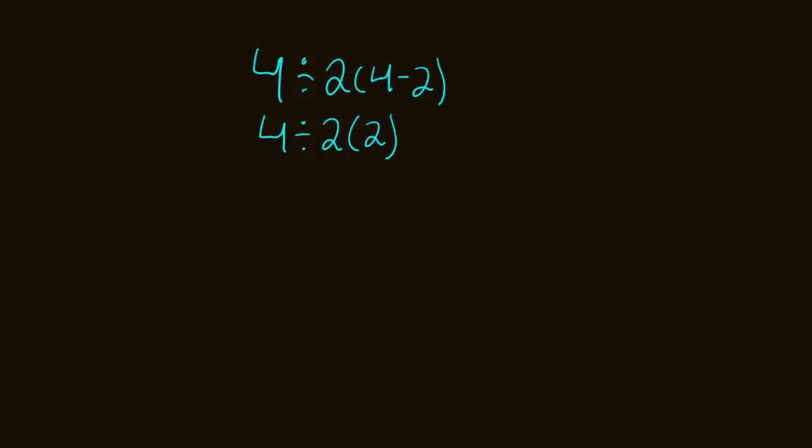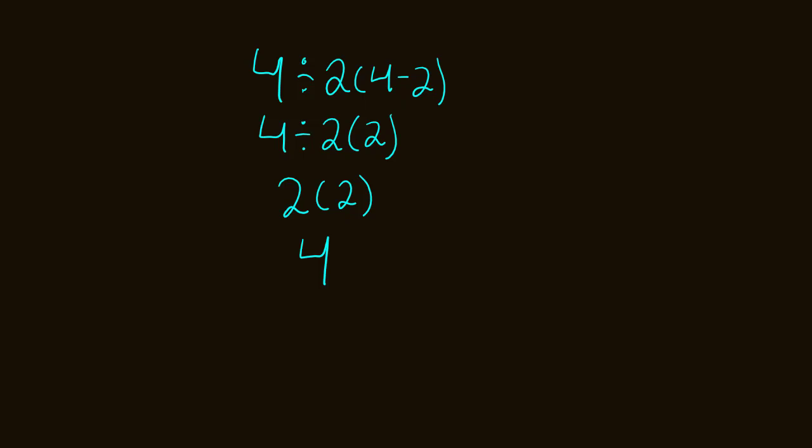All we have left is divide and multiply. Since divide shows up first from left to right, we do that first. So we get 4 divided by 2 is 2 times 2, which is just 4. And that's it. There was no addition and subtraction outside of any parentheses.